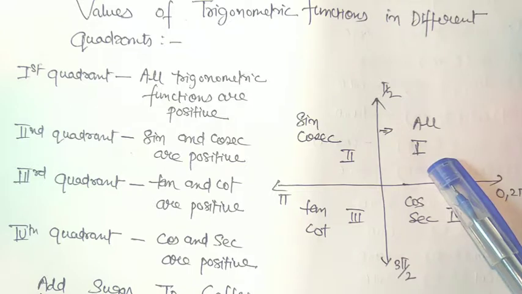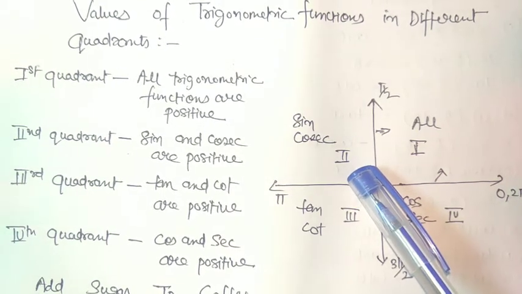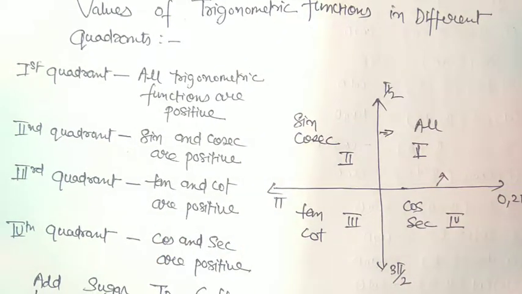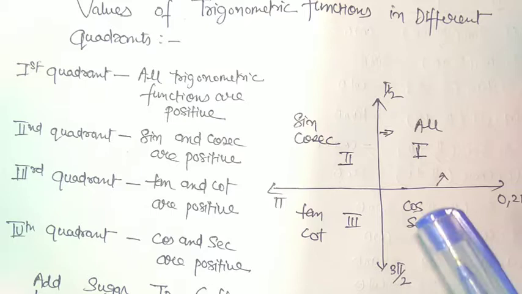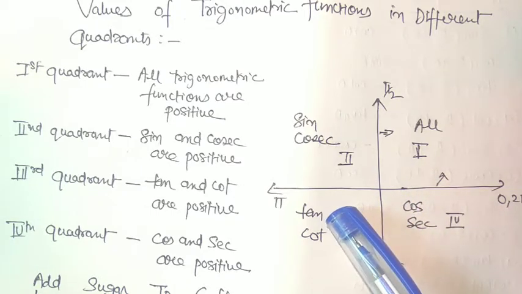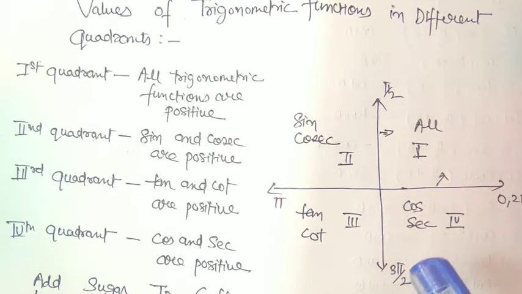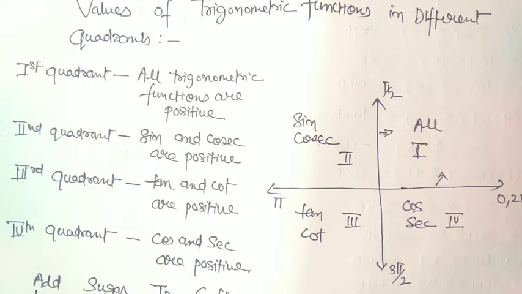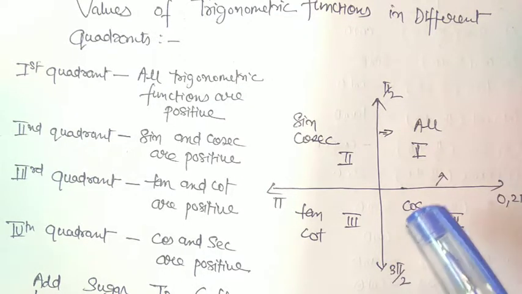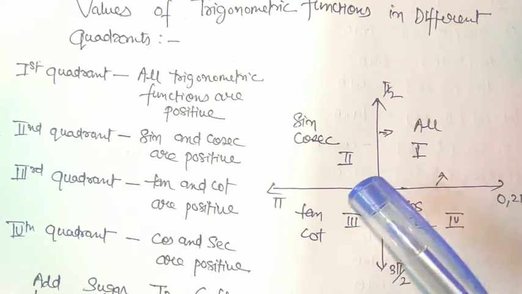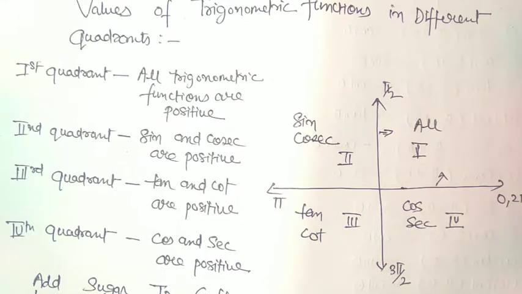So all trigonometric functions like sine, cos, tan, cot, sec, cosec. In second quadrant, we have only sine and cosec positive. In third quadrant, tan and cot positive, and in fourth quadrant, cos and sec positive. So we can remember this by a sentence: after school to cinema, or you can also use the sentence add sugar to coffee.